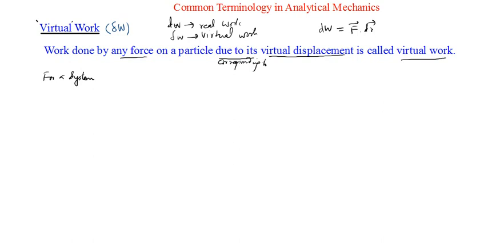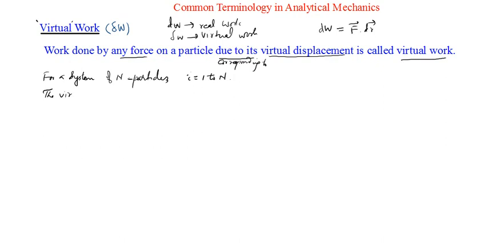For a system of n particles, that is, let me say i or j running from 1 to n. For a system of n particles, let me consider the virtual work done on the ith particle. Okay, the virtual work done on the ith particle. We are considering a system of n particles, and I'm considering the virtual work.